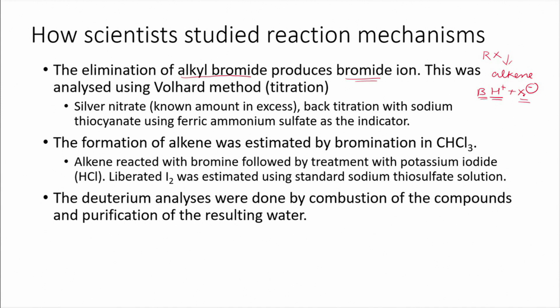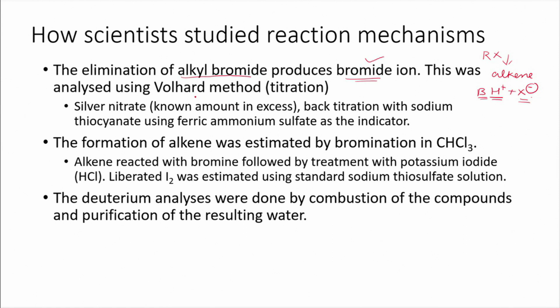So, the H plus is basically added to the base which is used, and the X minus is formed. That means the halide anion is formed. So, that means we can measure the formation of this halide anion, that actually tells how the reaction proceeds. So, people studied the formation of the bromide ion.